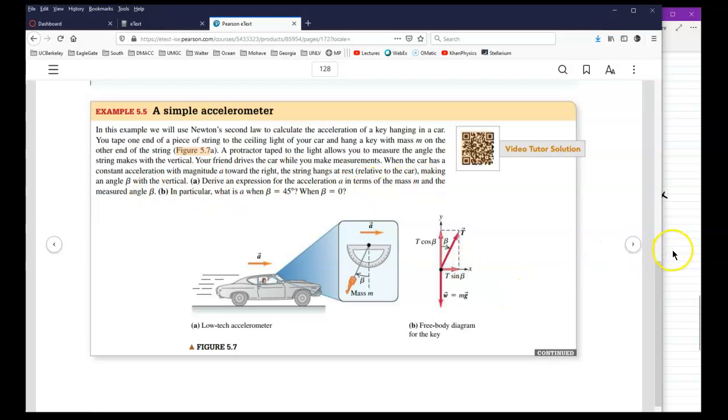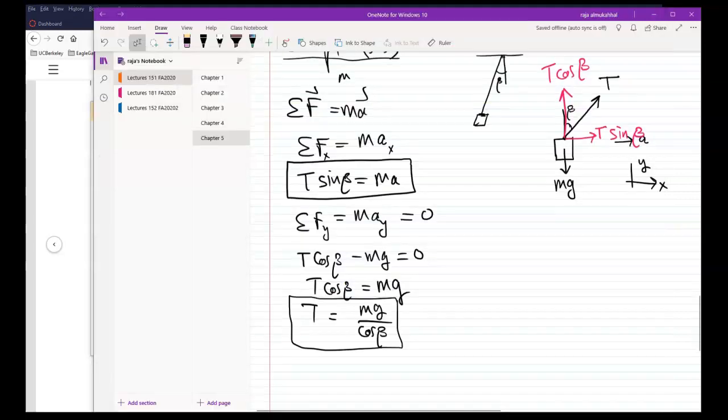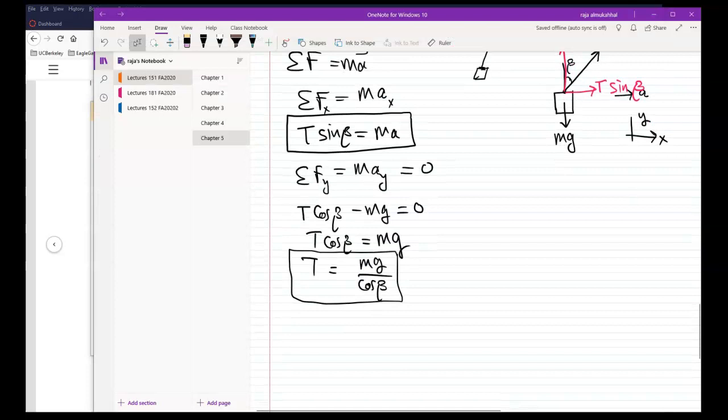In other words, eliminate the tension. All right, that's cool. Here is how we do it. We use the method, go back to your algebra. He basically finds what is a in terms of the angle beta and the mass m.